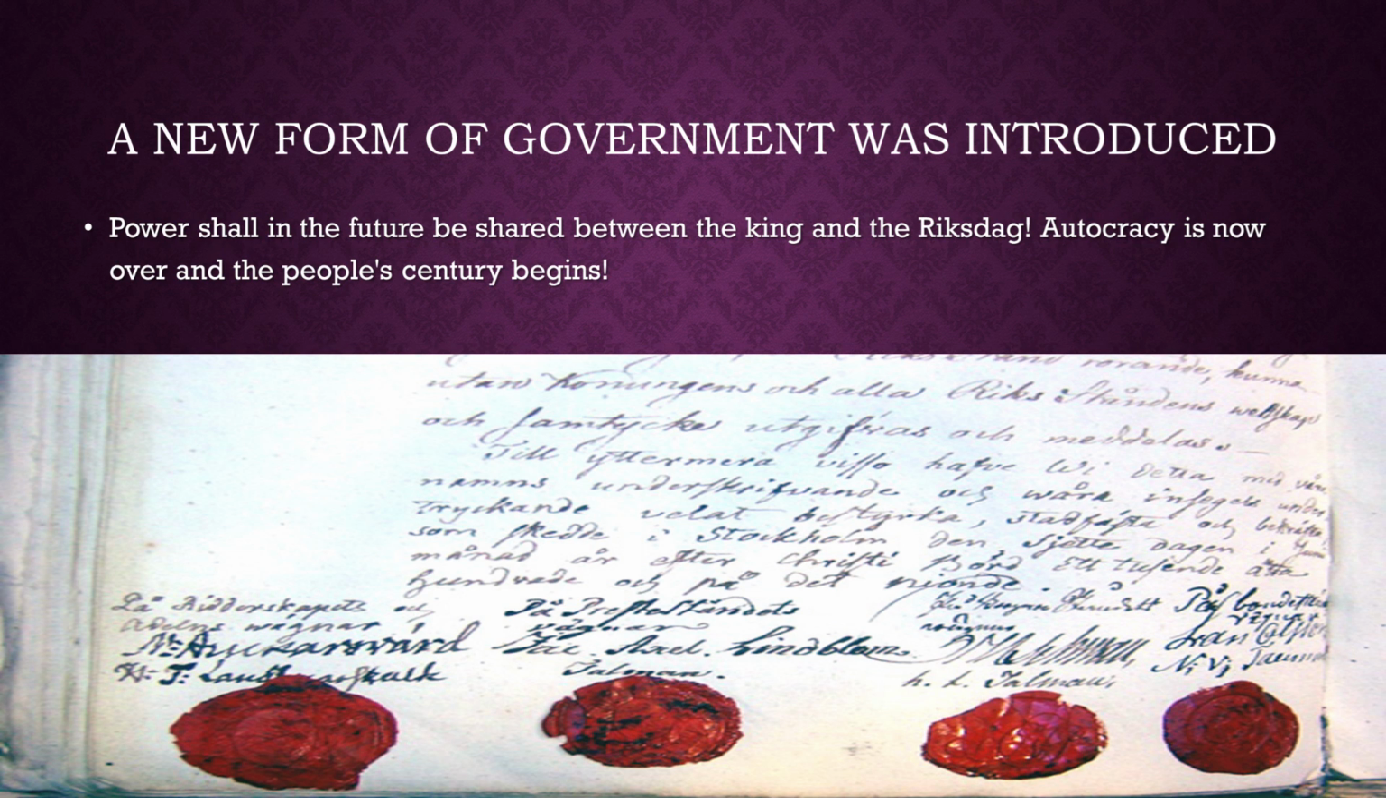A new form of government was then introduced. Power should in the future be shared between the king and the Swedish parliament. Autocracy is now over and the people's century now begins.